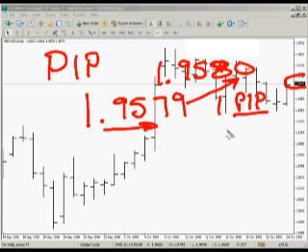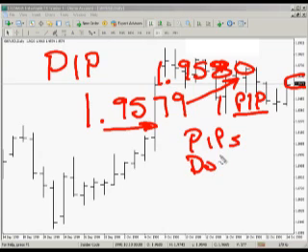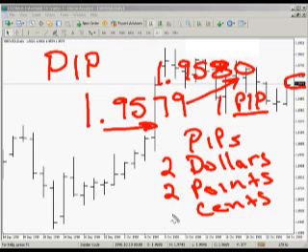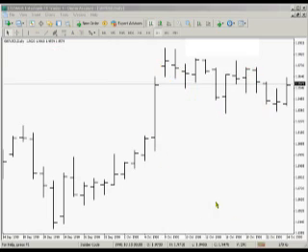Now, when I talk about pips, P-I-P-S, I'm simply talking about how far the market has moved. Instead of saying dollars or points or cents, as you would in the stock market, something has moved up $2, or 2 points, or 25 cents. That simply means that price is moving. Well, in the Forex market, we just simply talk about pips.